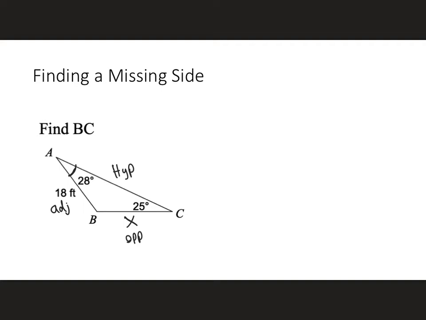But wait a minute. Angle B is not a right angle. Neither is angle A or angle C. This is not a right triangle. We cannot use the normal trig functions like we did before. There must be some other way that we can figure out what side BC is going to be.